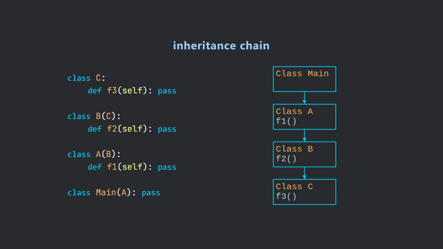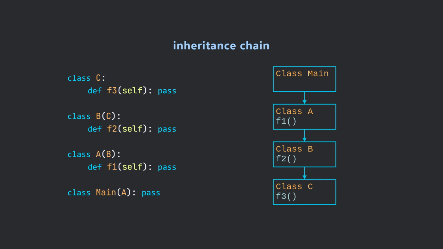OOP uses inheritance for code reuse. Consider this example. The main class inherits from class A, A inherits from B, and B inherits from C. This code splitting has a problem. The code for F1 and F2 cannot be reused. For example, if a user only needs F1 and F3, this code cannot be reused.